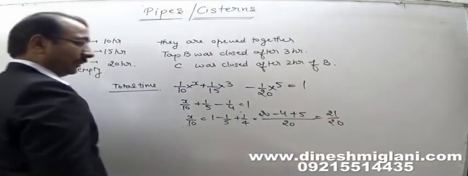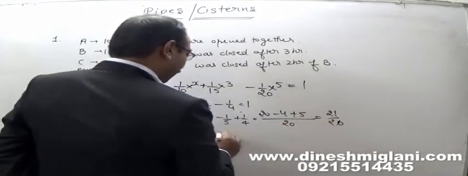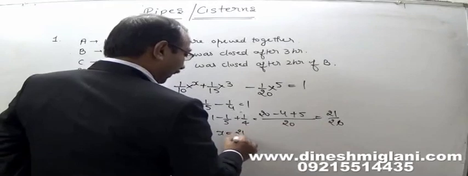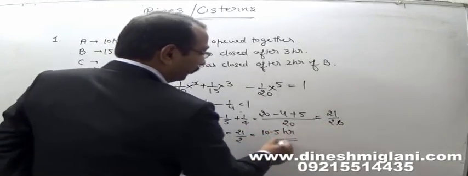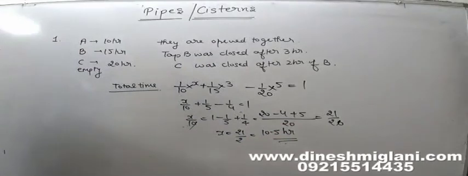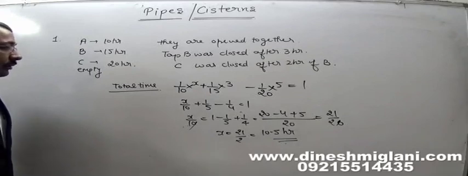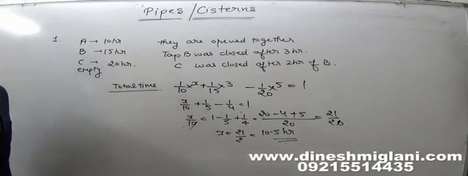You have to find X. Right? 0 is cancelled out. You may say that X equal to 21 by 2, or you may say 10.5 hours. That becomes your answer, right? So here I can say that if they work together, in that case total time taken by them to fill the tank is equal to 10.5 hours. That becomes my answer, right?